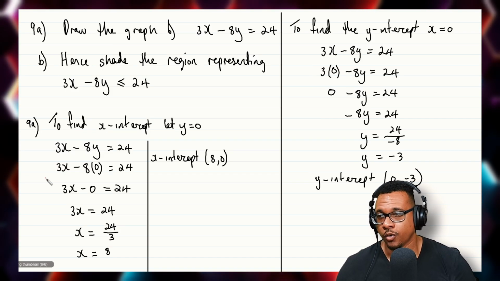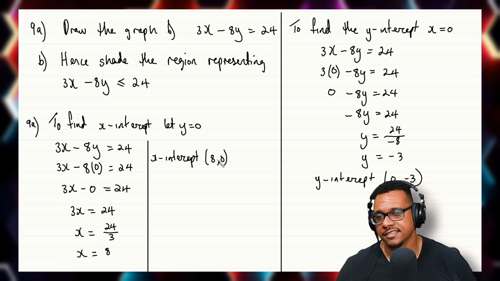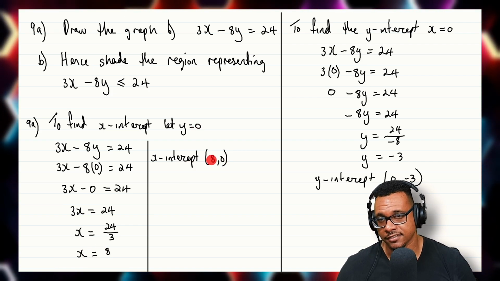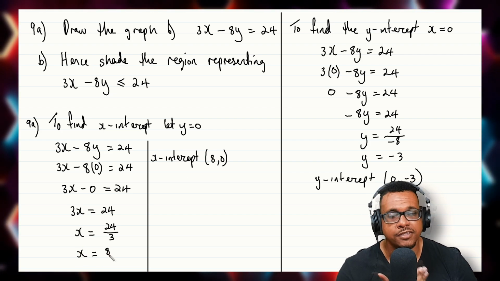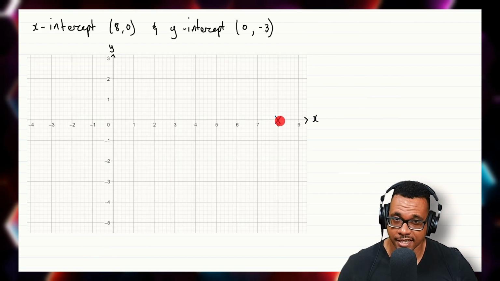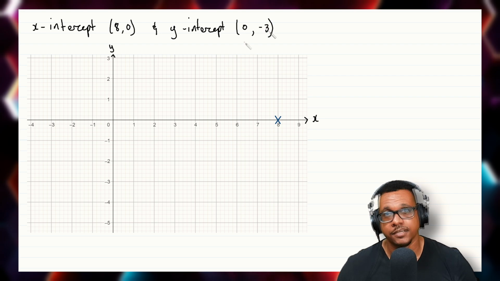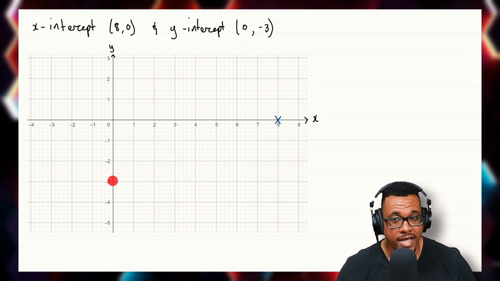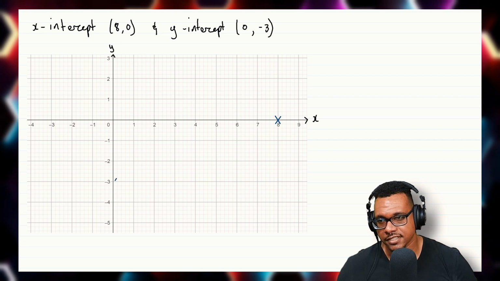Now notice this, in our working, we have x is equal to 8, and then I wrote the coordinates as 8, 0. 0 on the y, 8 on the x. But let's look at the answer right here. x is equal to 8. You're plotting the point at 8 on the x-axis. Same thing for the y-intercept, we have 0, negative 3. So that's negative 3 on the y-axis. 0 on the x, but negative 3 on the y. So that's this point right here.